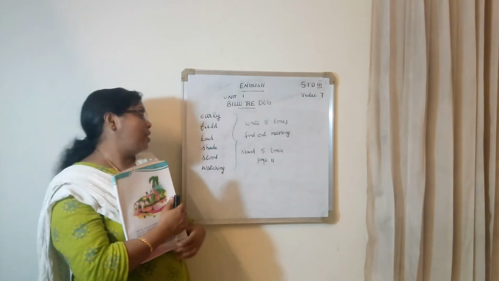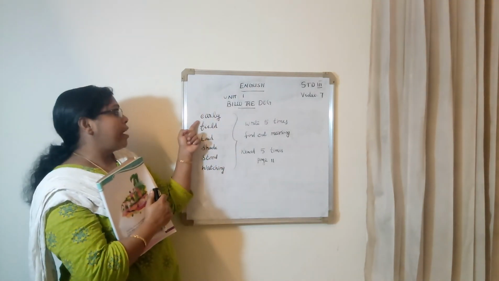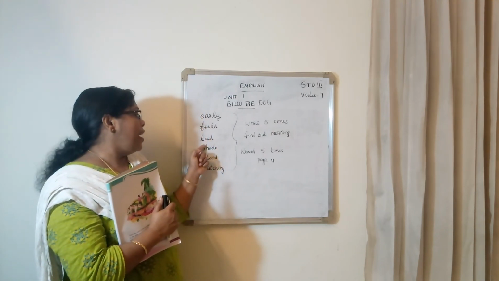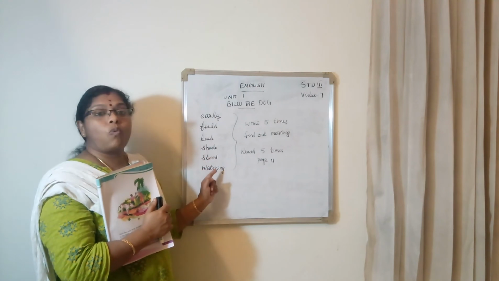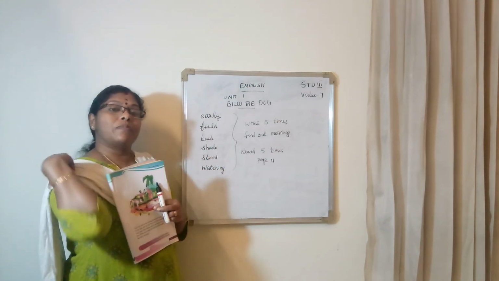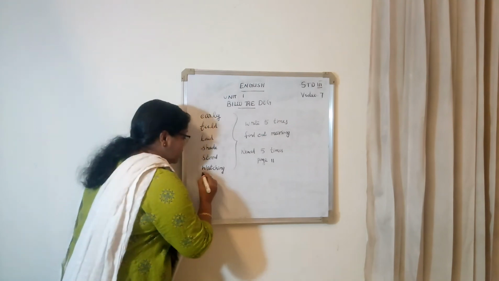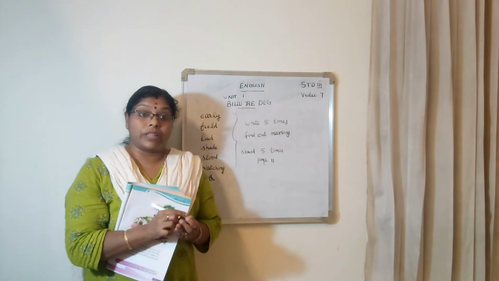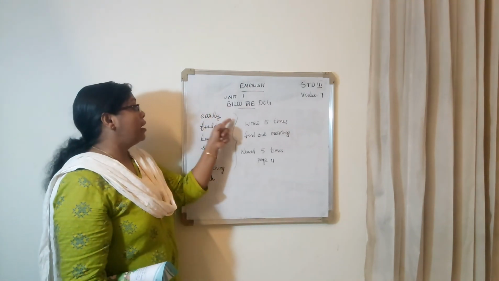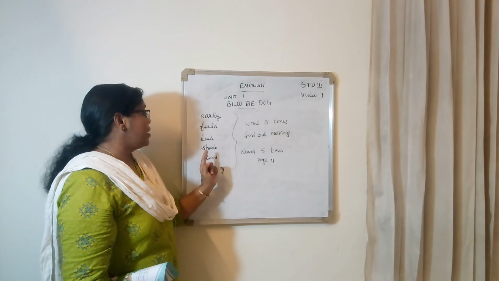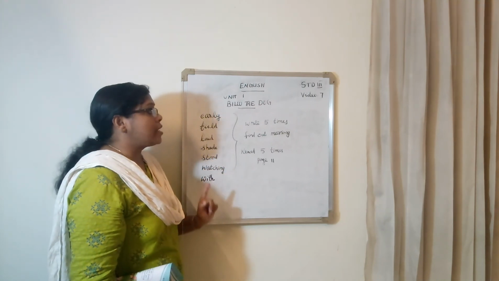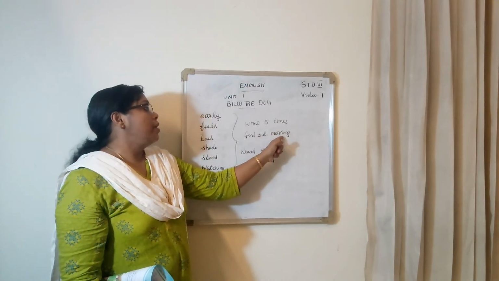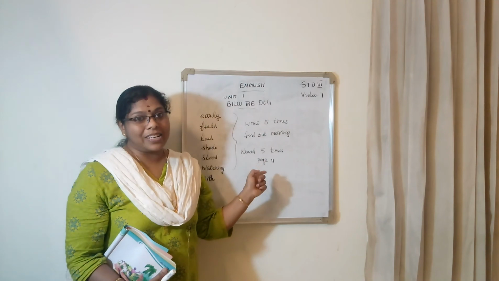Now look at the words. Early, field, laid, shade, stood, watching, with. One more word is there. What is that? With. Once more, read with me. Early, field, laid, shade, stood, watching, with. Write these words 5 times. Find out the meaning also. Read the lesson 5 times.